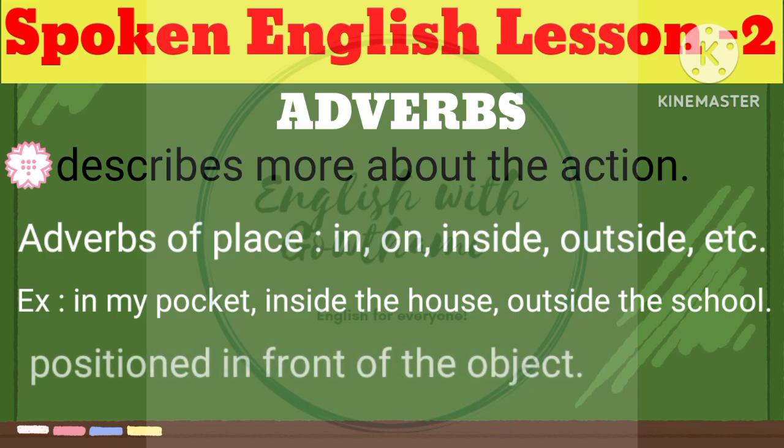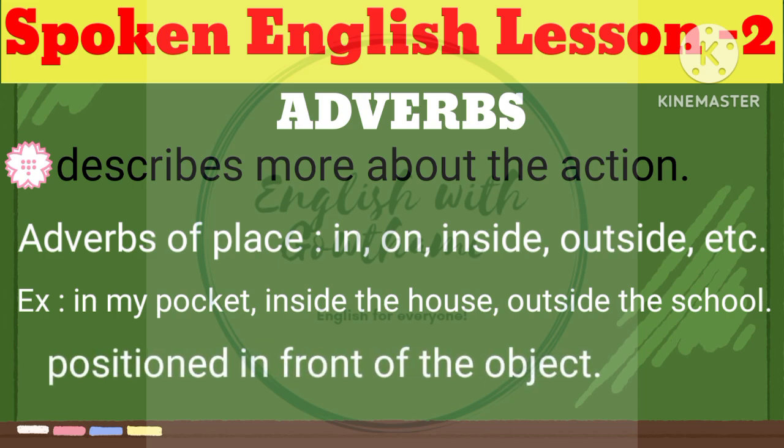If in, on, all these are positioned in front of the object, then they come under preposition. Now, I am in, I am out, kids are outside, my parents are sitting inside. In this case, in, out, all these become adverbs that mention the place. So in some cases these words act as prepositions and in some cases they act as adverbs.